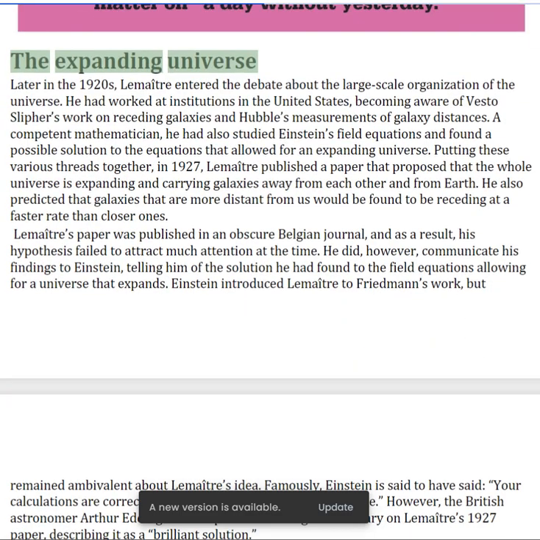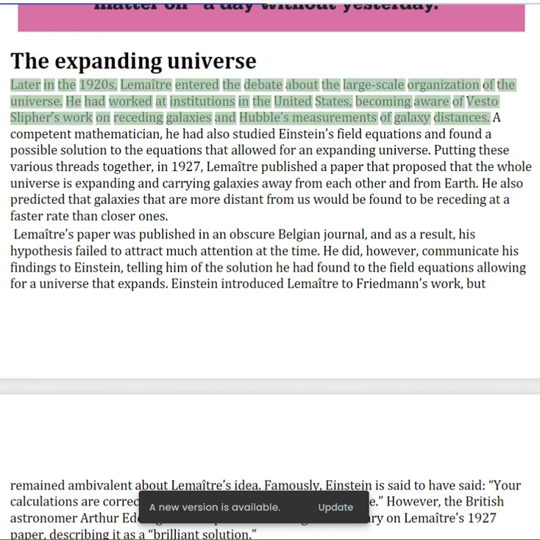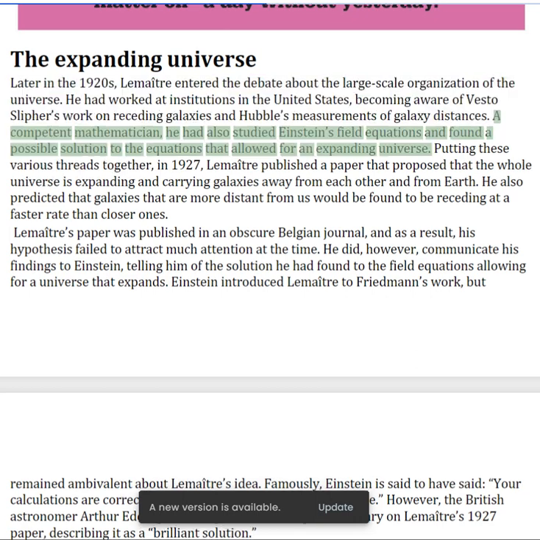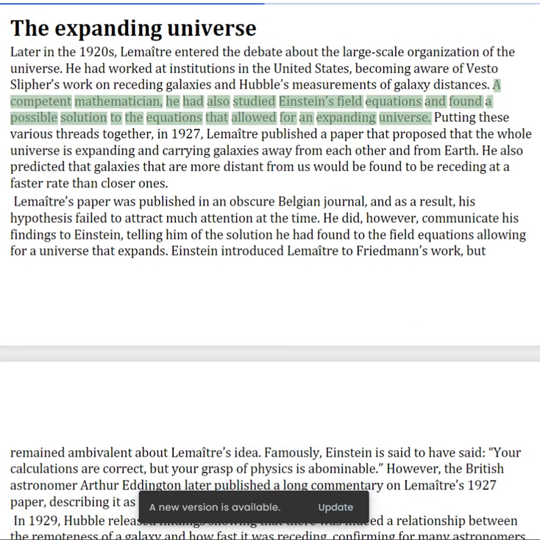The expanding universe. Later in the 1920s, Lemaitre entered the debate about the large-scale organization of the universe. He had worked at institutions in the United States, becoming aware of Vesto Slipher's work on receding galaxies and Hubble's measurements of galaxy distances. A competent mathematician, he had also studied Einstein's field equations and found a possible solution to the equations that allowed for an expanding universe.